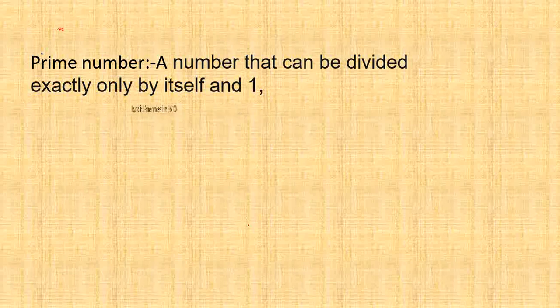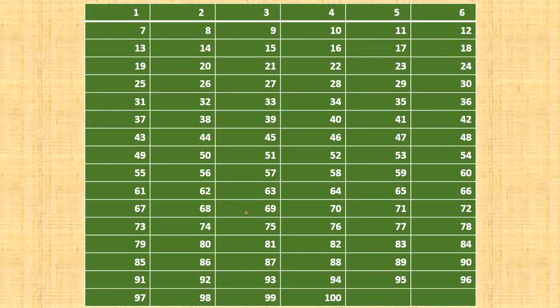So in this video we are going to learn how to find the prime numbers and how to identify the prime numbers from 1 to 100. So let's start. Here I have considered the numbers from 1 to 100. Try to have the same representation, considering 1, 2, 3, 4, 5, 6 as columns and the corresponding entries in the rows.